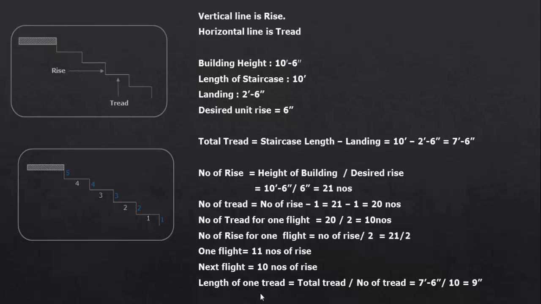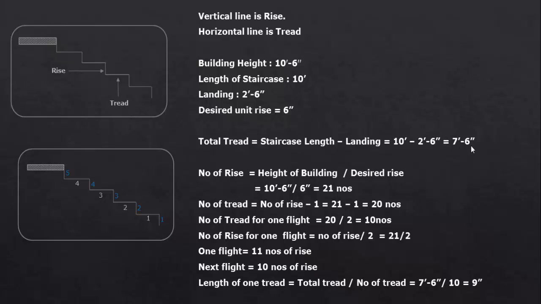Now the length of one tread is total tread divided by number of treads. Total tread is 7 feet 6 inch, which we have already calculated, divided by number of treads, 10 numbers. So we get 9 inch. Length of one tread is 9 inch. So we have calculated the length of one tread, 9 inch.